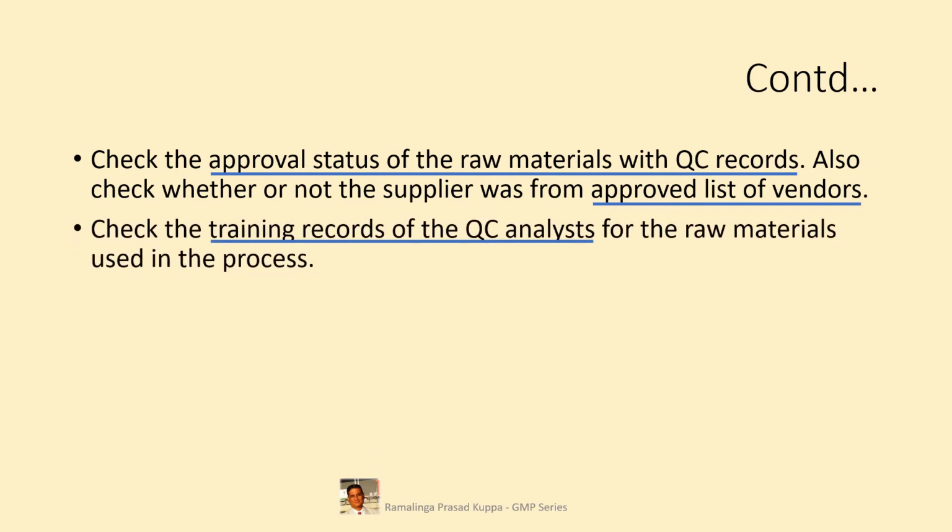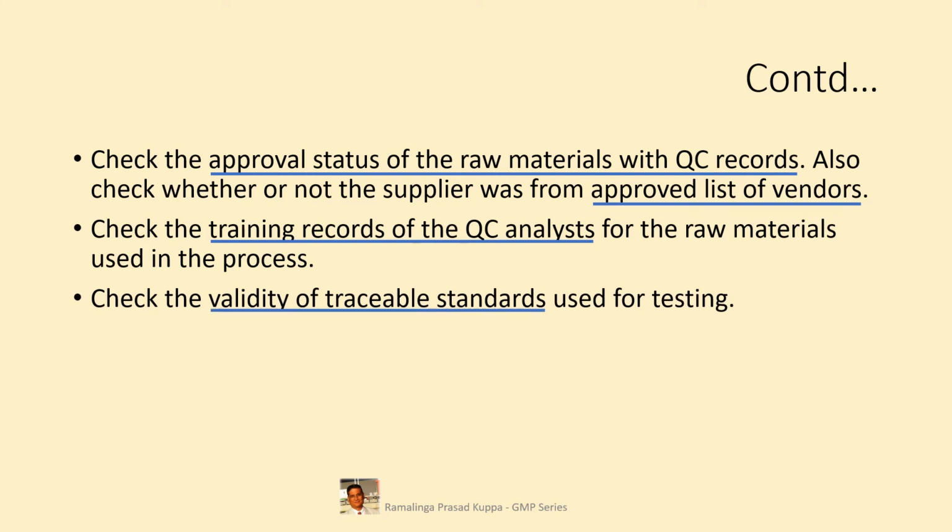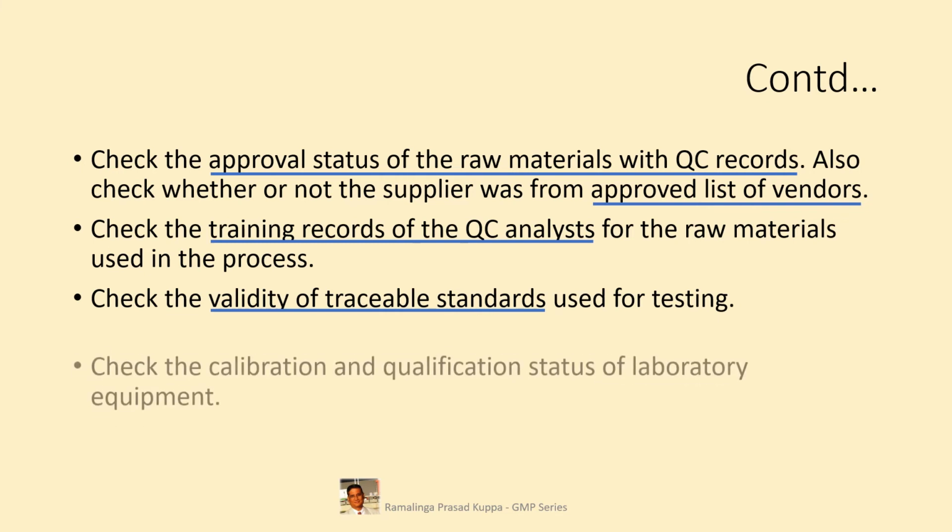Check the training records of the QC analysts for the raw materials used in the process. As done earlier, the training records of the analysts who performed the testing and release of the materials should be checked for compliance. Check the validity of the traceable standards used for testing. So standards may be checked for validity at the time of analysis to confirm that the analyst used the valid standard for testing the materials.